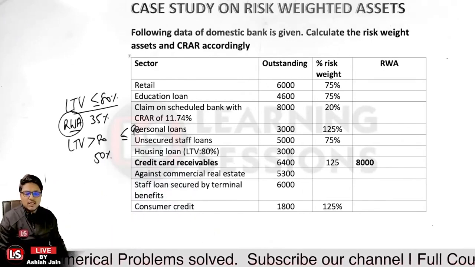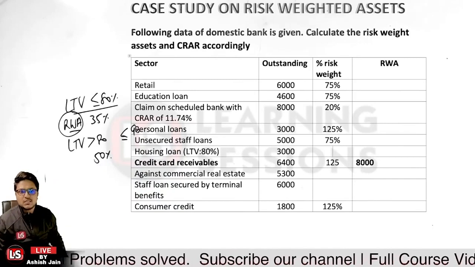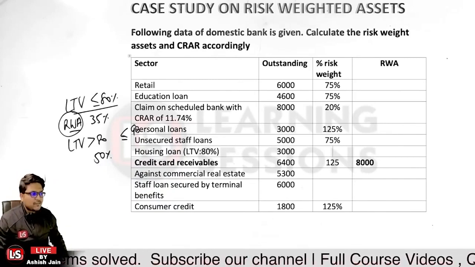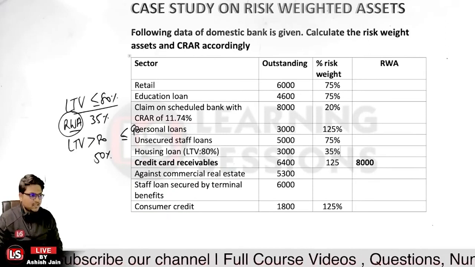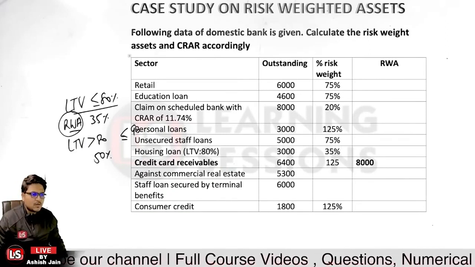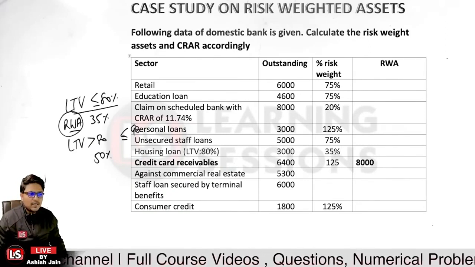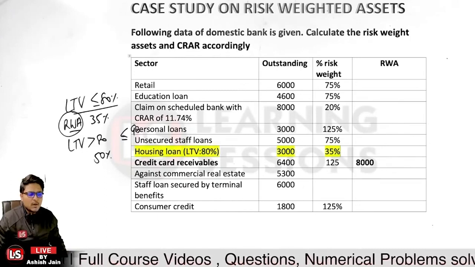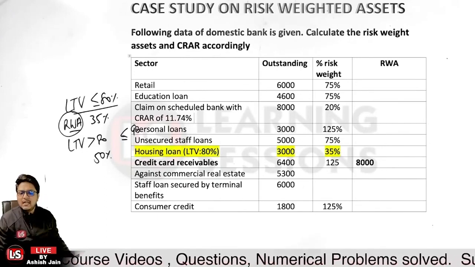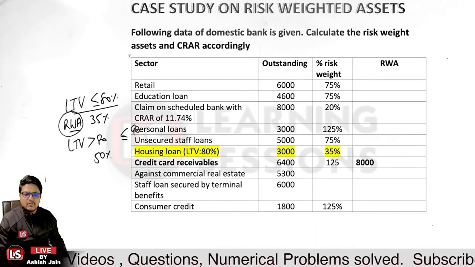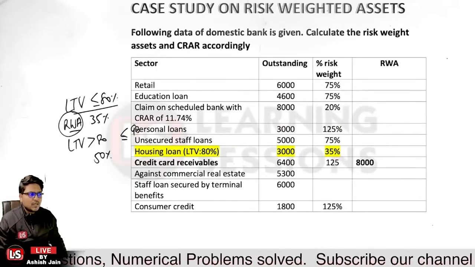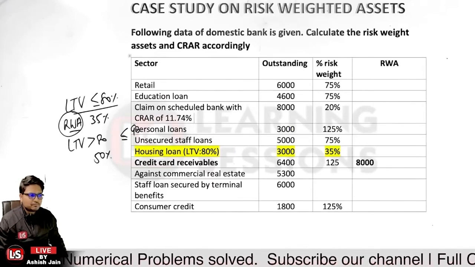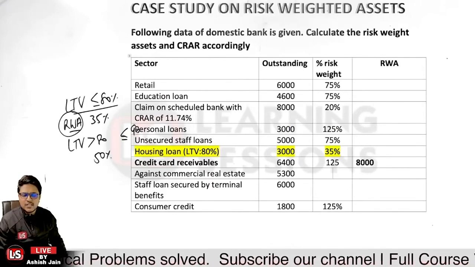So over here we are given LTV equal to 80%, which is permissible under the 35% category. So we'll be taking the risk weightage as 35%. We're talking about the housing loan. Here is an update related to that: previously it was amount based, but now it is LTV based. For the housing loan over here, it will be 35%.